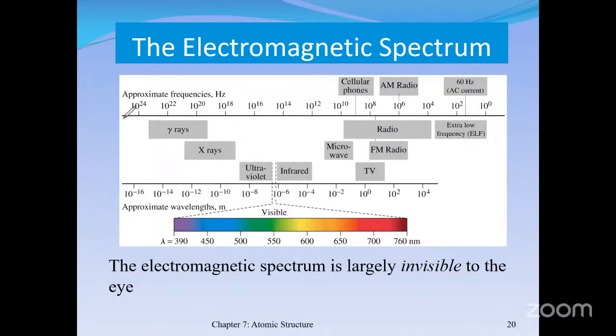So if you start from this end, in terms of the high frequency radiation, you have the gamma rays, X-rays, and then you have what are known as the ultraviolet rays. And then there's a narrow band here.